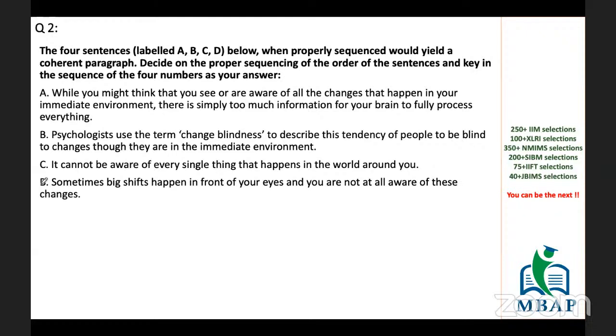While you might think that you see or are aware of all the changes that happen in your immediate environment, there is simply too much information for your brain to fully process everything. Psychologists use the term change blindness to describe this tendency of people to be blind to changes in the immediate environment. It cannot be aware of every single thing that happens in the world around you. Sometimes big shifts happen in front of your eyes and you are not at all aware of these changes.